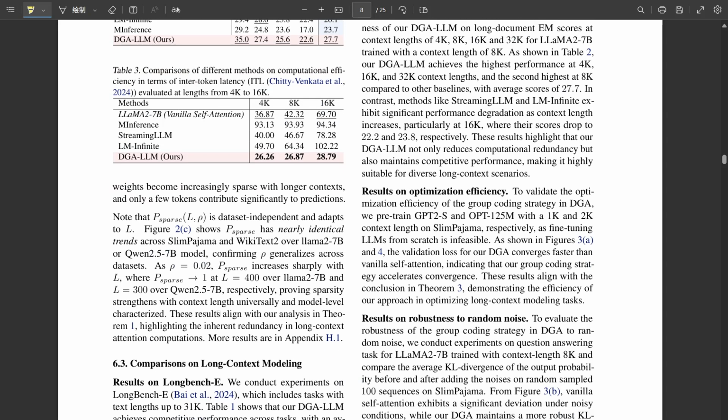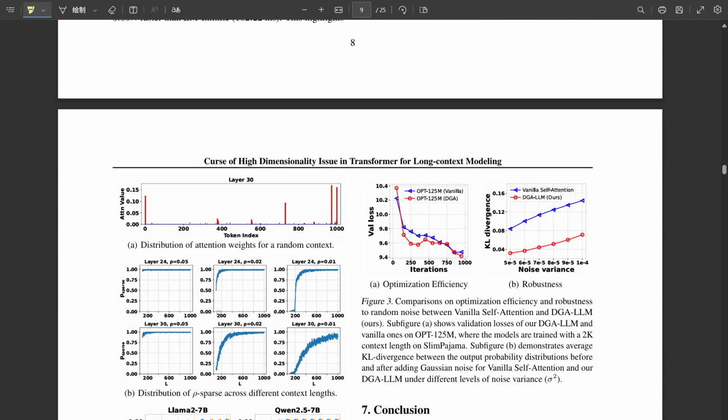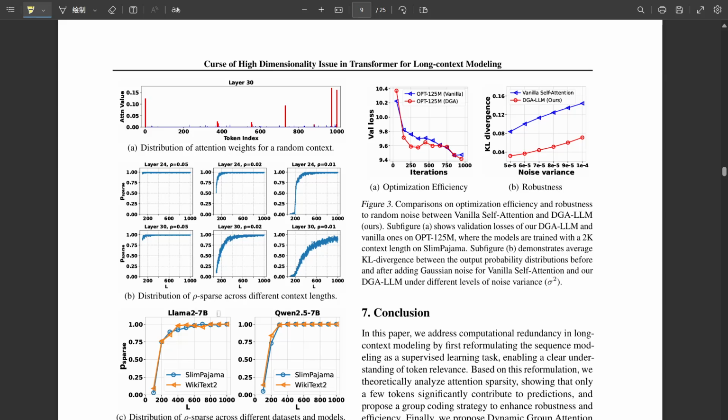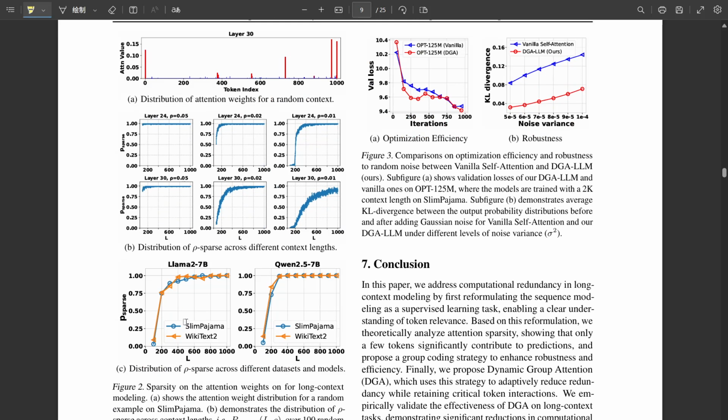Exactly. And figure 3b shows this empirically. DGA is much more stable under noise compared to standard attention. Okay, robustness was the second big theoretical win. Theorem 3 proves accelerated optimization.